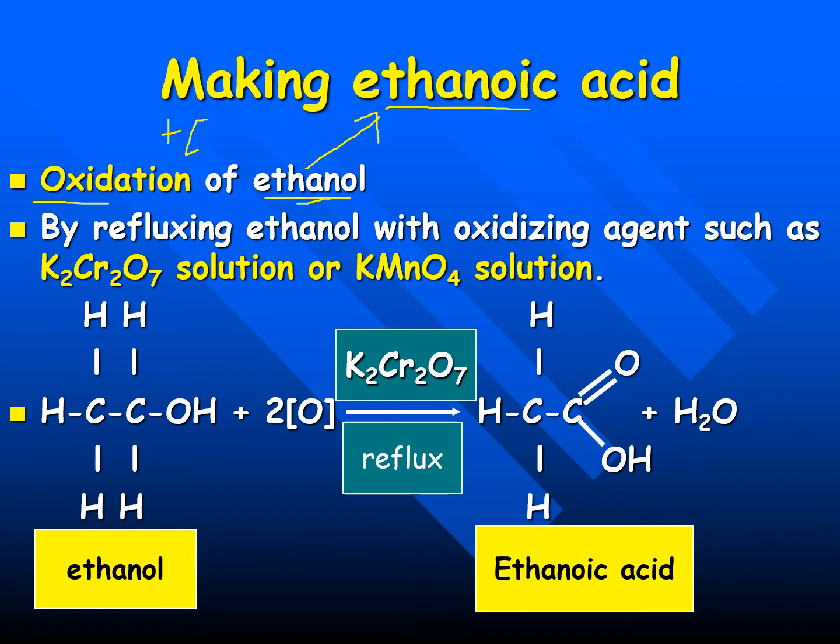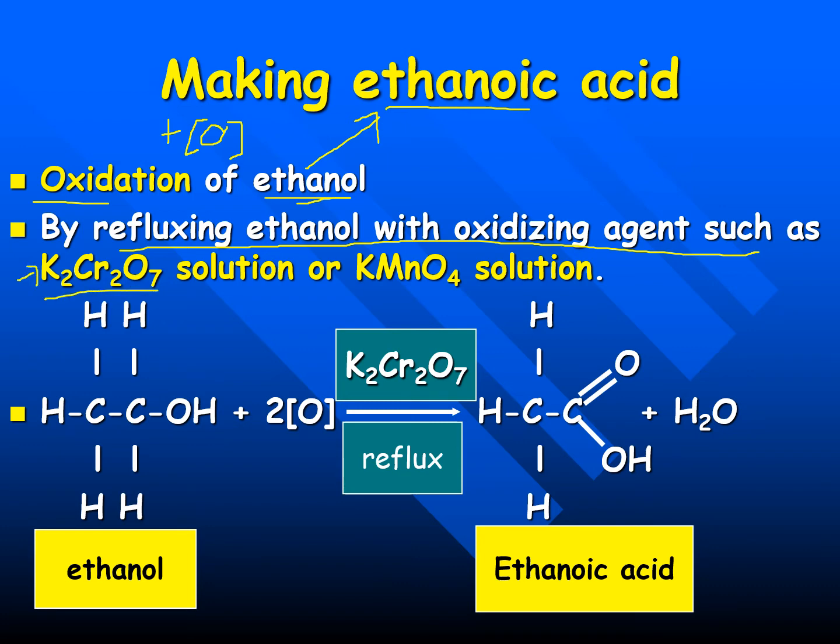Tambah O2 ialah bakor dia. Oxidation mesti oxygen dalam kotak macam ni. So by adding oxygen into ethanol, you will produce ethanoic acid. Okay, by refluxing ethanol with oxidizing agents such as K2Cr2O7. Kalau you dah belajar redox, sepatutnya you boleh tahu dah ni apa benda.